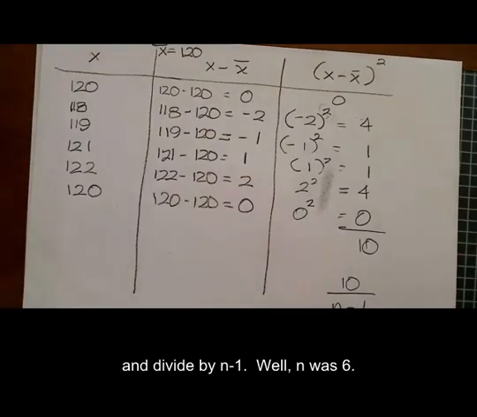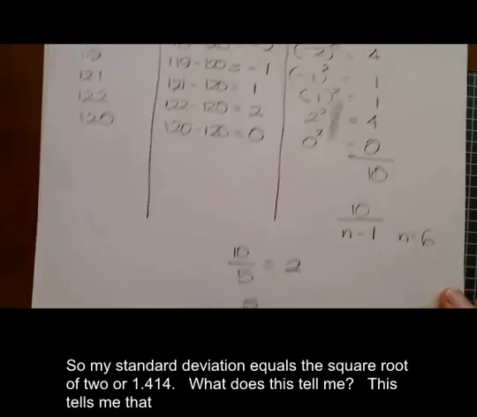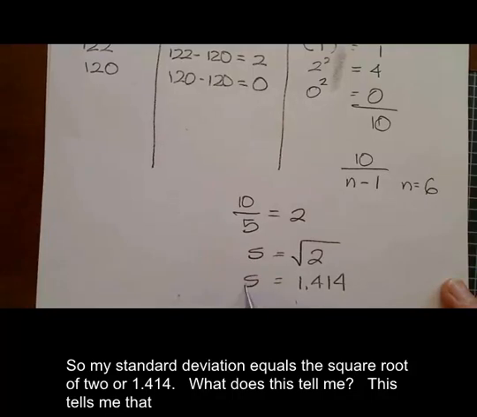So now I'm going to take that value, 10, and divide by n minus 1. Well, n was 6. So 10 divided by 5 is 2. So my standard deviation equals the square root of 2, or 1.414. Now what does this tell me?